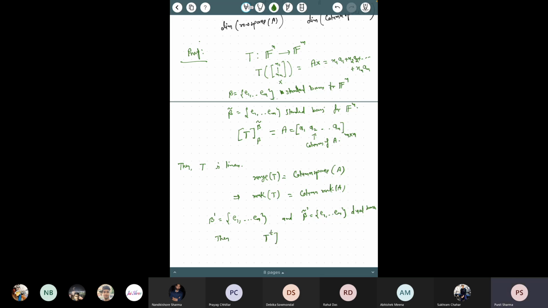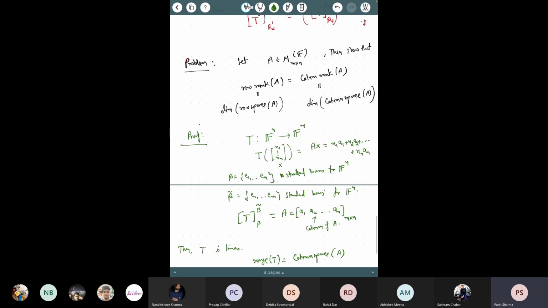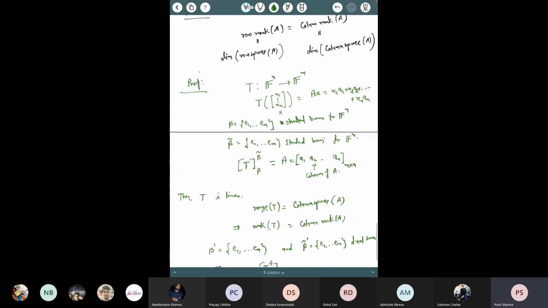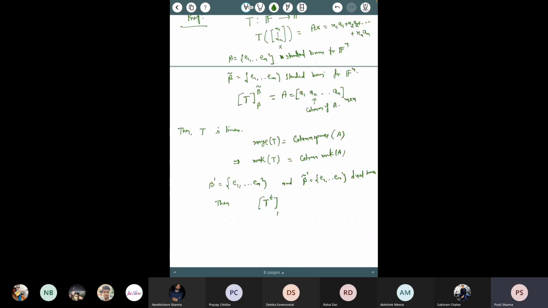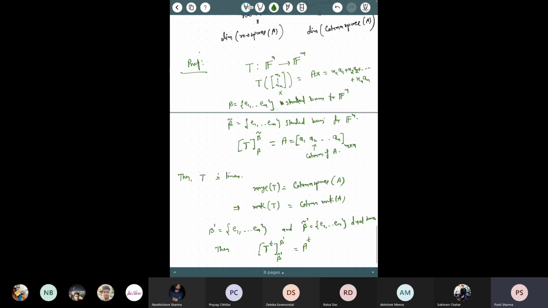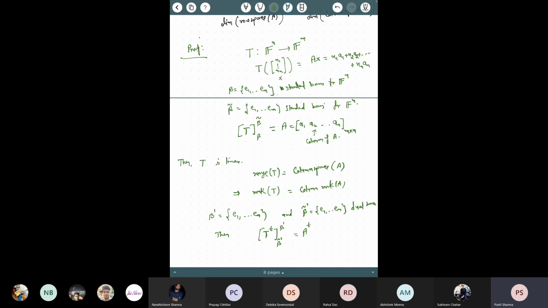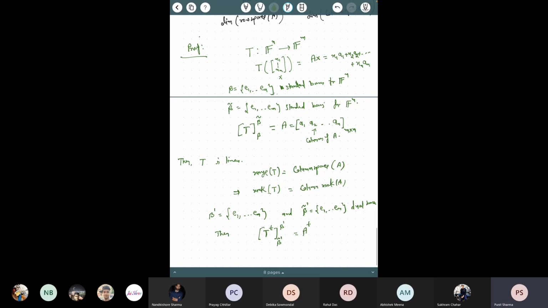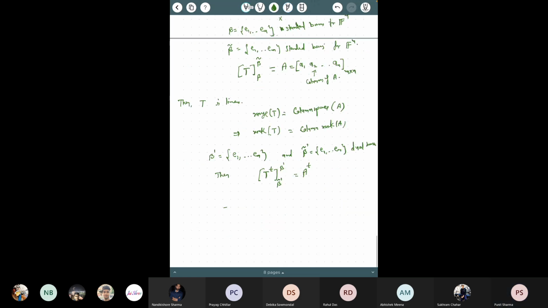Then the matrix of T transpose, because of this result, you know what would be the matrix of T transpose with respect to this dual basis here. This is actually A transpose, right? So if you do the same thing for A transpose as you did for this A, then what you can conclude from here is the rank of T transpose.